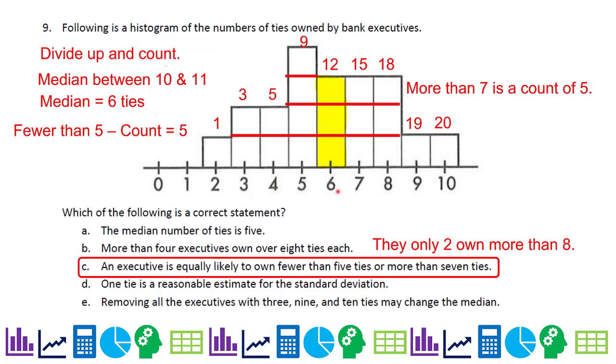1 tie is a reasonable estimate for the standard deviation. I suspect it's higher than that because you can see it's probably a little over 1 tie. And then removing all the executives with 3, 9, and 10 ties may change the median. Since I actually took 2 out in front and 2 out in back, the median is exactly the same.